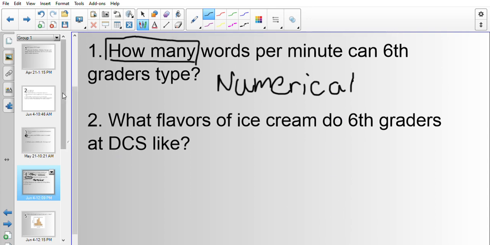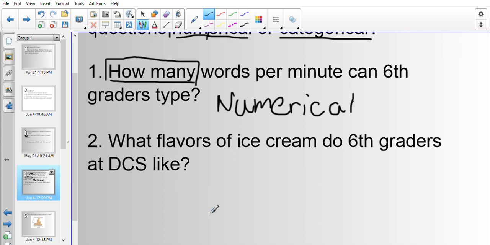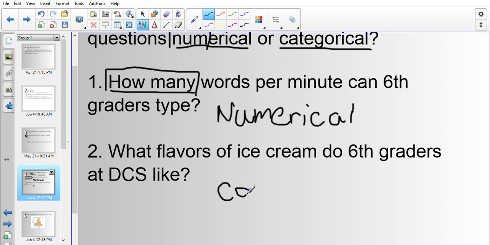All right. The second one: what flavors of ice cream do 6th graders like at DCS? Well, that would be categorical. 6th graders like chocolate, or they like vanilla, or strawberry, or cookies and cream, or whatever it is, right? Those answers fall into categories.